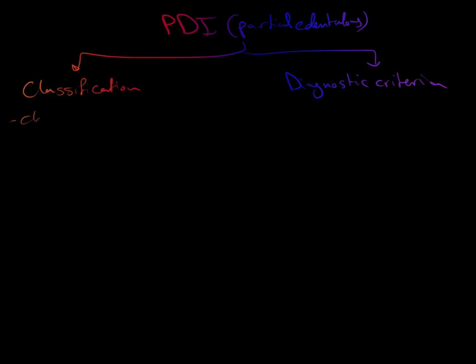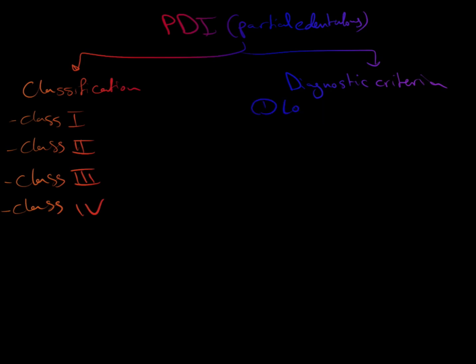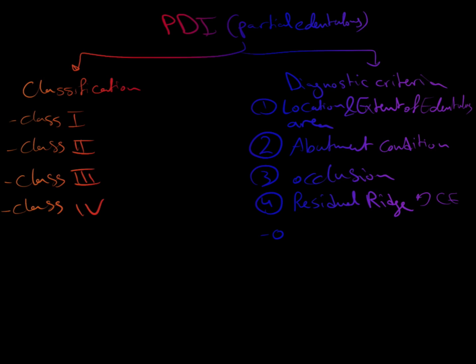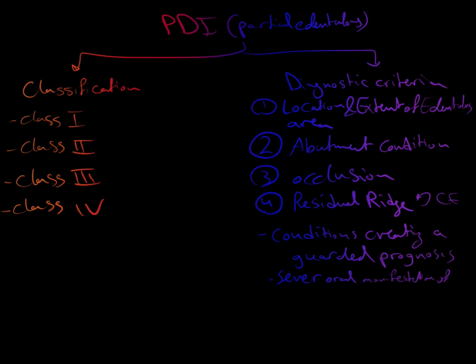Class 1 is ideal or minimally compromised, Class 2 moderately compromised, Class 3 substantially compromised, and Class 4 severely compromised. Diagnostic criteria: location and extent of edentulous areas, abutment condition, occlusion, residual ridge, and conditions creating a guarded prognosis. This is related to Class 4 if we have severe manifestation of systemic disease, maxillomandibular dyskinesia and/or ataxia, or a refractory patient.